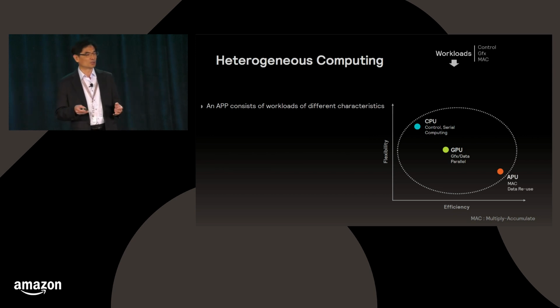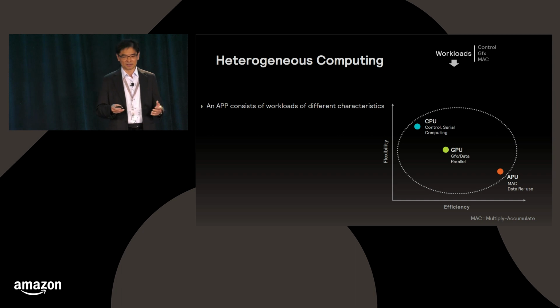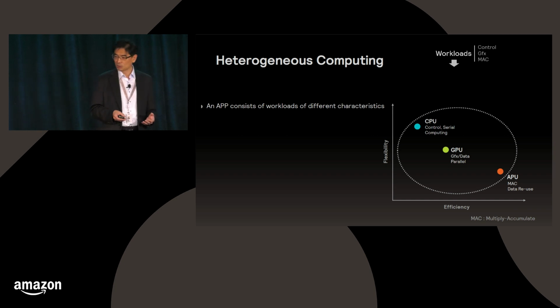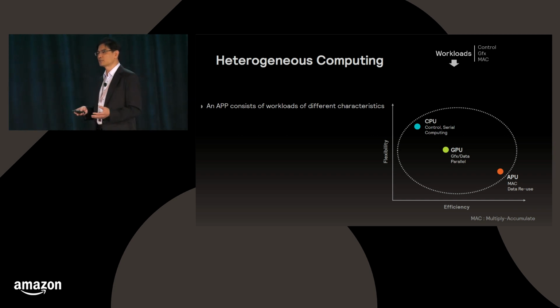Another important approach is to optimize it from the system point of view. Generally, an application consists of workloads of different characteristics. Not only deep learning workload, it consists of control and also graphics or communication and so on. Definitely, there are multiply accumulation operations. So one size fits all is not the best solution.